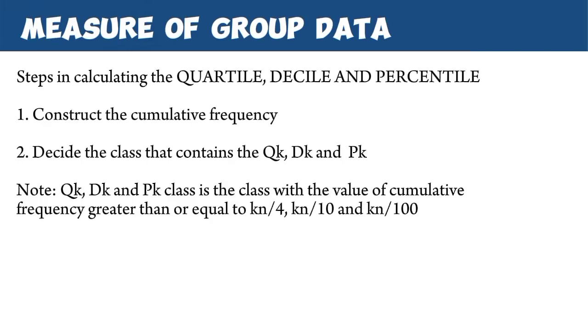Steps in calculating the quartile, decile, and percentile. First, construct the cumulative frequency. Second, decide the class that contains the Qk, Dk, and Pk. Note: the quartile, decile, and percentile class is the class with the value of cumulative frequency greater than or equal to kn over 4, kn over 10, and kn over 100.